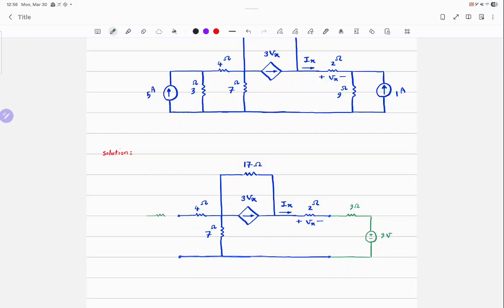you will have a resistor, again, in series with a voltage source. What is the value of the resistor? 3 ohm. What is the value of the voltage source? 15 volts. Any problem?